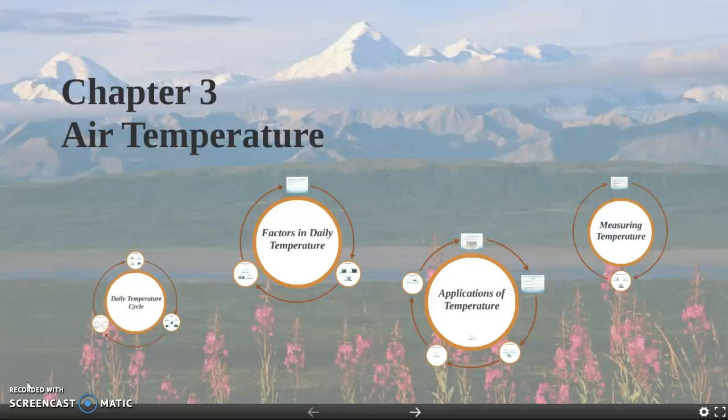This video is the third and final video for Chapter 3 from the Essentials of Meteorology textbook, dealing with air temperature. The first video talked about temperature cycles. The second video talked about factors in daily temperature, and now we're going to talk about applications of temperature as well as measuring temperature.